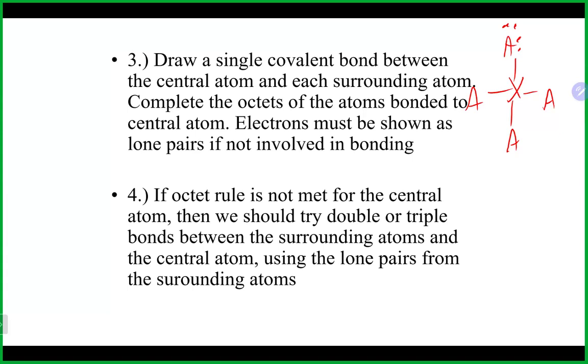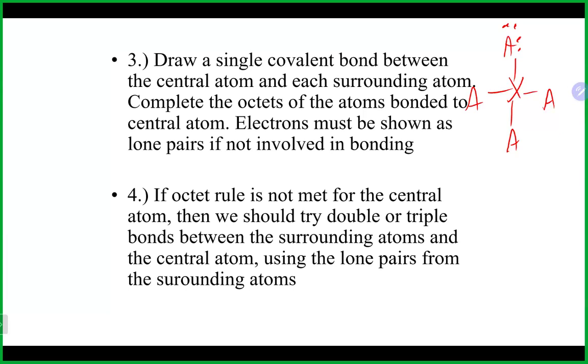Once you're out of electrons, you want to make sure everybody has met the octet rule. Everybody has 8 around them. If they do not, then you want to fix it. This is where you get into your double bonding. You want to try to use double bonds to fix it. And if that doesn't fix it, then you should go to triple bond.